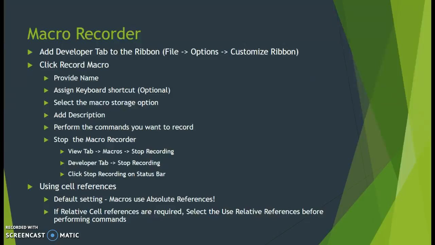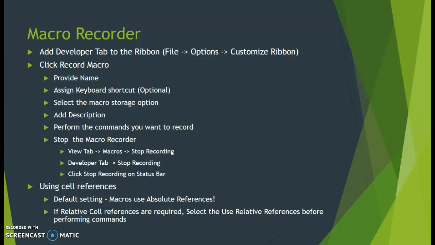We're basically going to give it a name. It asks for all these various pieces of information. You can assign a keyboard shortcut, a storage option if you want to store it within the workbook itself. You can add a description of what the macro does. Then you run through and click through, performing the commands that you want to record as part of the macro. And then once you're done, you click Stop the Macro Recorder, either one of these three options here. And essentially that's how you create a macro. And again, it's pragmatic, it's repetitive tasks, things that you do over and over again. So macros make those type of tasks really efficient.